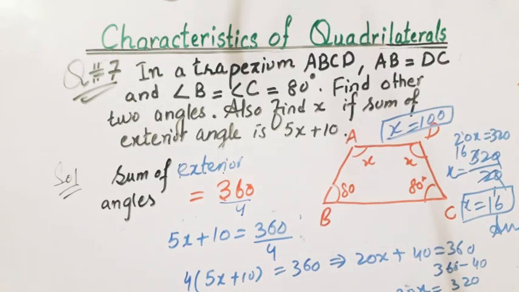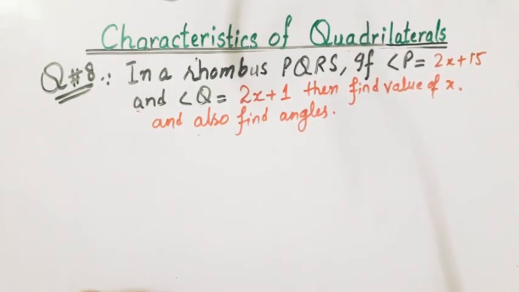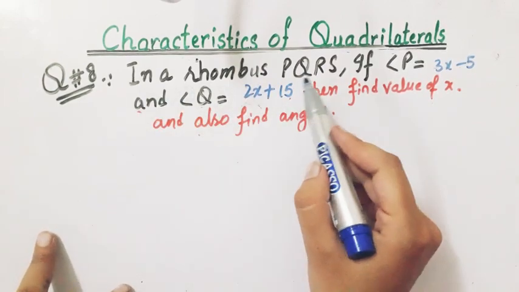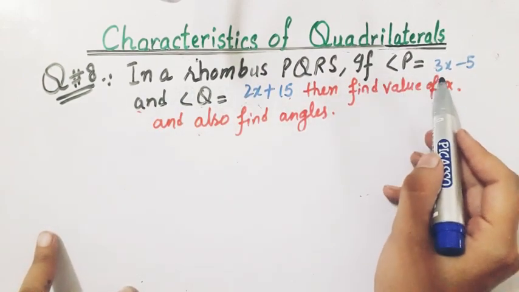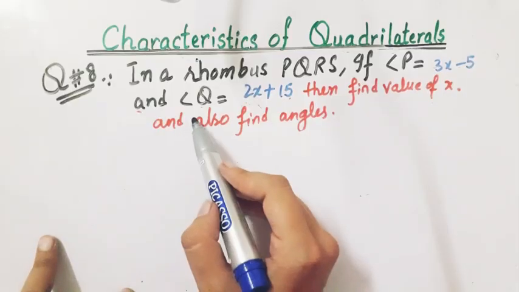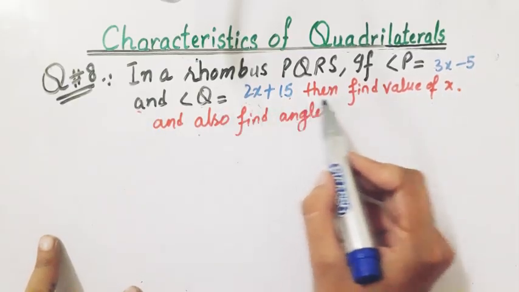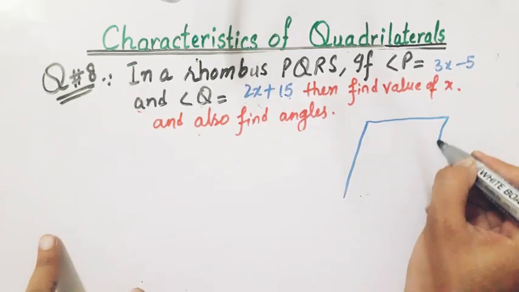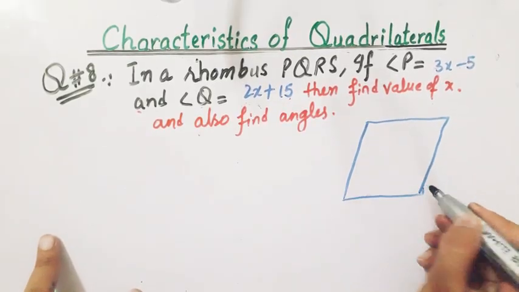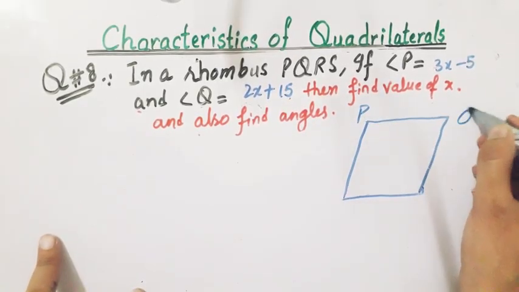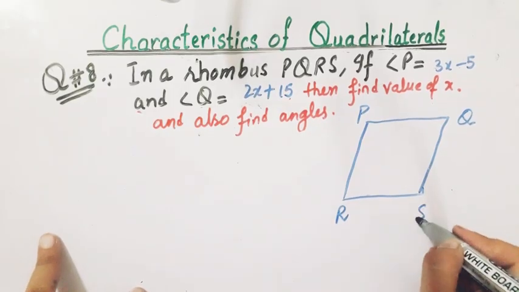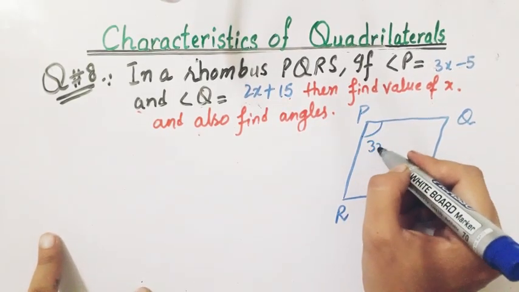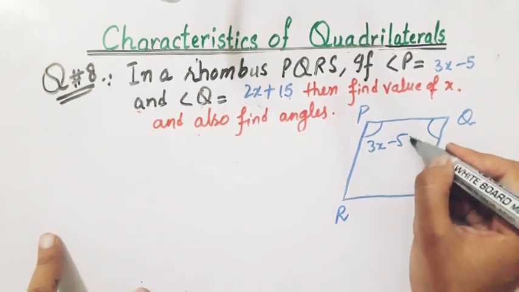Now we will solve question number 8. Now this is question number 8. In a rhombus PQRS, if angle P equals 3x minus 5 and angle Q is 2x plus 15, then find the value of x. First of all, I will draw a rhombus. This is a rhombus in which this point is P, this point is Q, this point is R, and this point is S. So you know angle P is 3x minus 5 and angle Q is 2x plus 15.